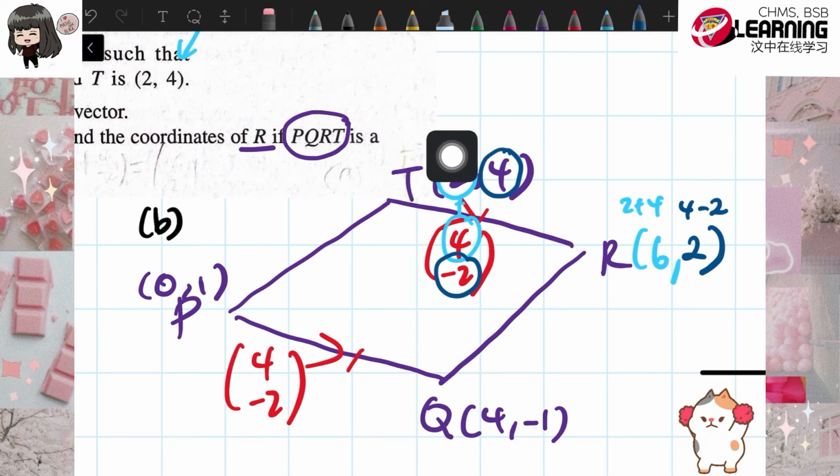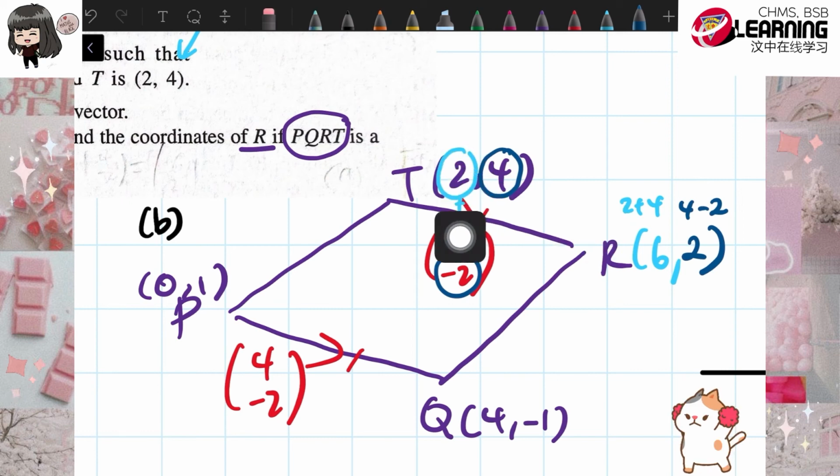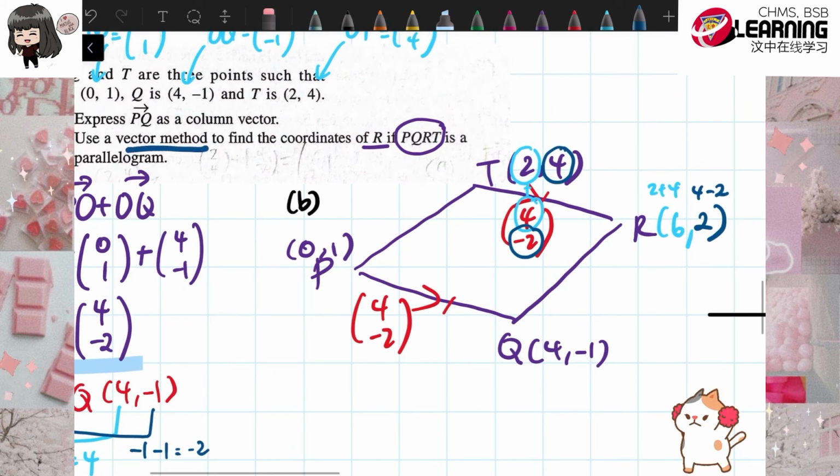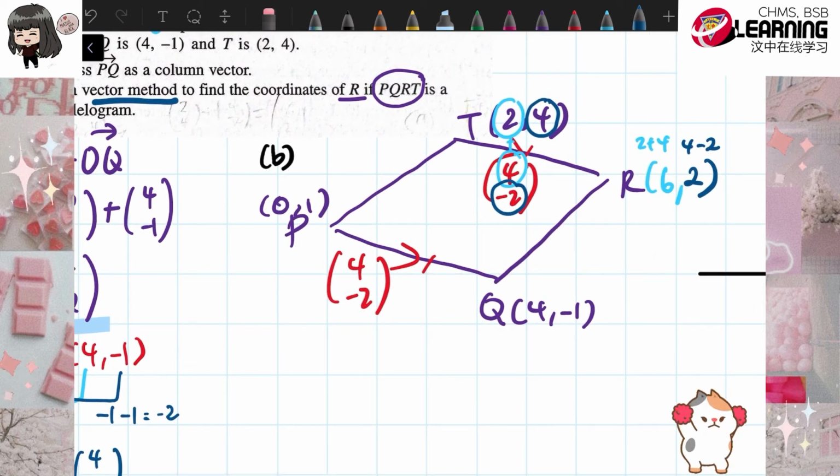So basically, you plus the vector, you will get R. This is how you understand it if using coordinates. But now this question is asking us to use the vector method. To use the vector method, we want to find the coordinate of R, and we know that the coordinate of R is the position vector of R.